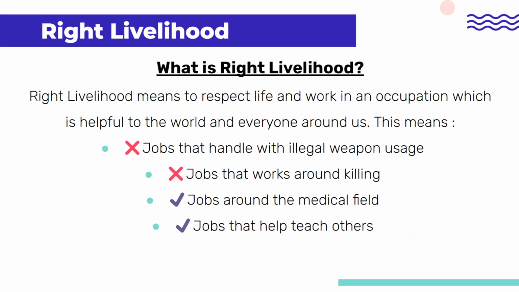Next is right livelihood. So what is right livelihood? Right livelihood means to respect life and work in an occupation which is helpful to the world and everyone around us. This also means to not work in jobs that handle illegal weapon usage, and to not work in jobs that work around killing, like illegally killing. And what you should do is work in jobs in the medical field and jobs that help teach others.